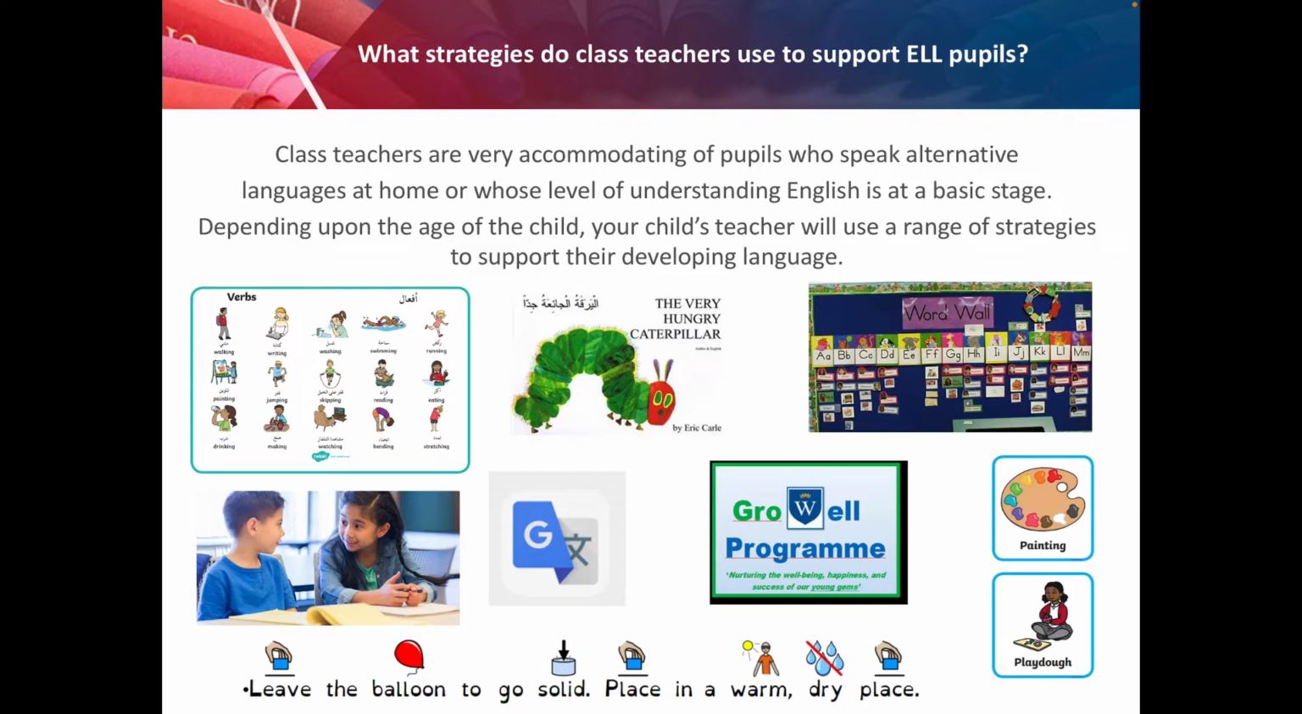Technology massively plays an important role now in our classrooms. Google Translate isn't always perfect. If you've used Google Translate before, we do sometimes get some very strange translations, but it's better than nothing. So our ELL pupils are encouraged to use their iPads if they are at an older age in the school.